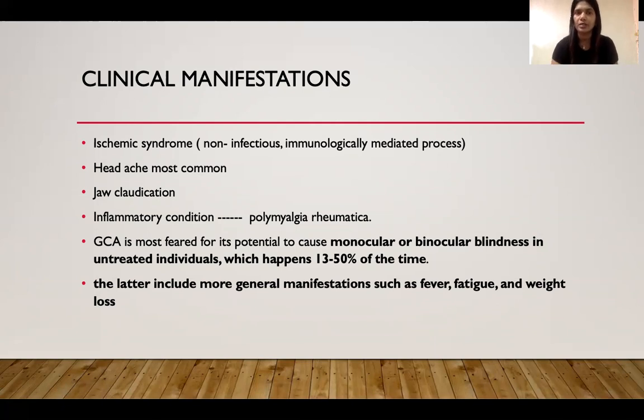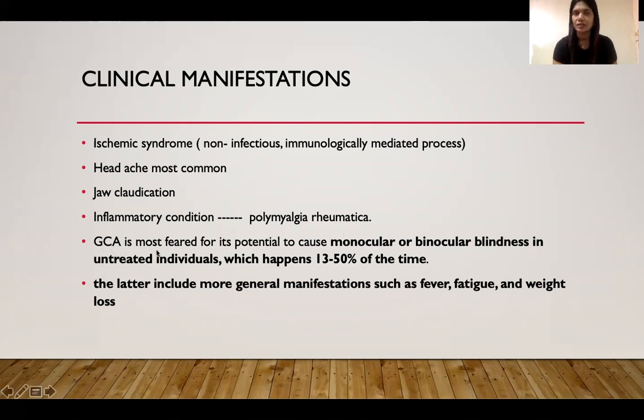Inflammatory conditions also accompany this. The most common is polymyalgia rheumatica. It's not a rheumatic problem, it's considered polymyalgia rheumatica. That means like inflammation of the joints. Mainly it happens in the shoulder and the hip. So that's called polymyalgia rheumatica.